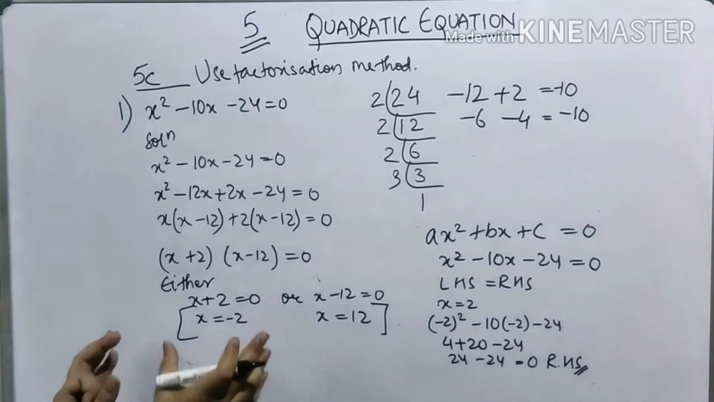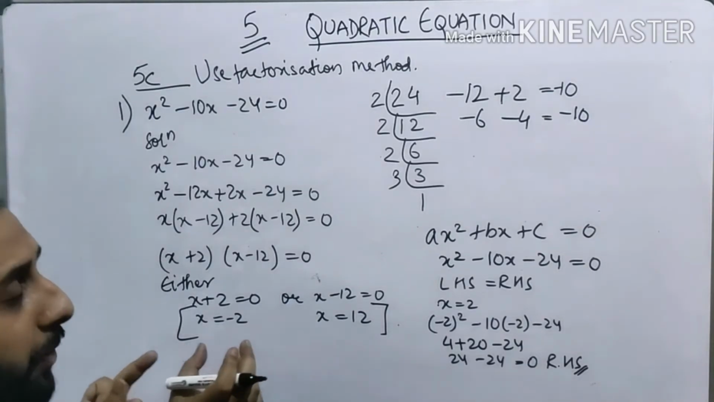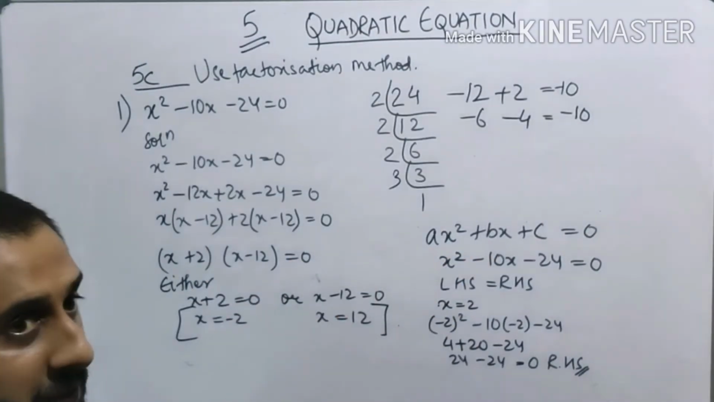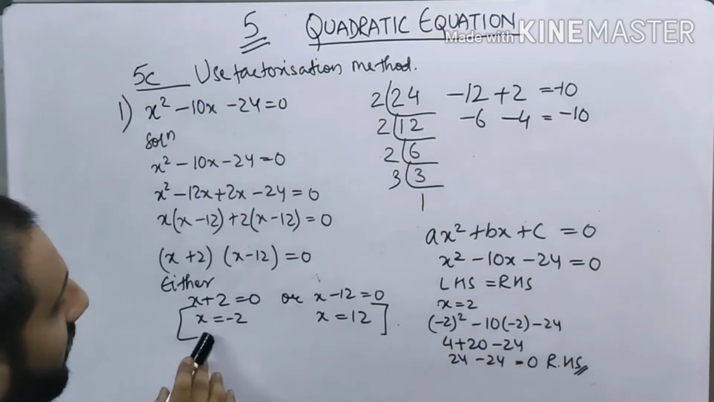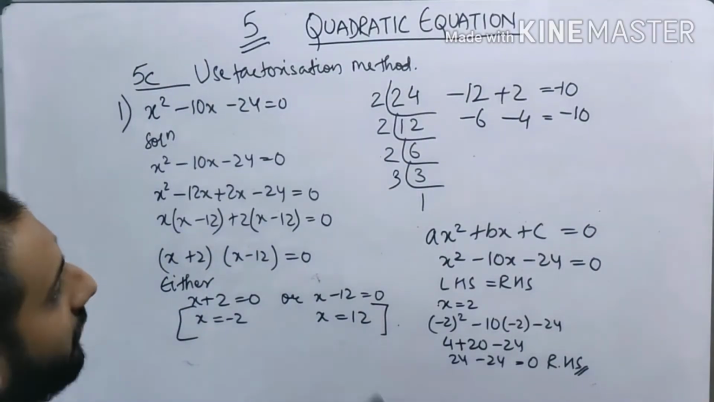You see, this is what happens when you put the solution into this equation. The value of x is minus 2 and x is equal to 12.